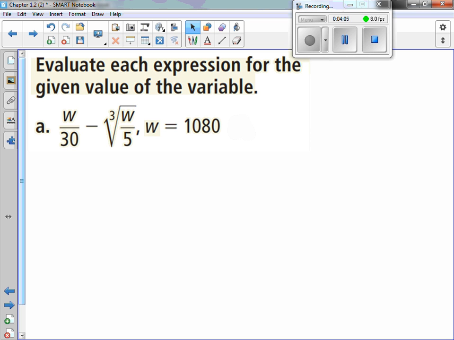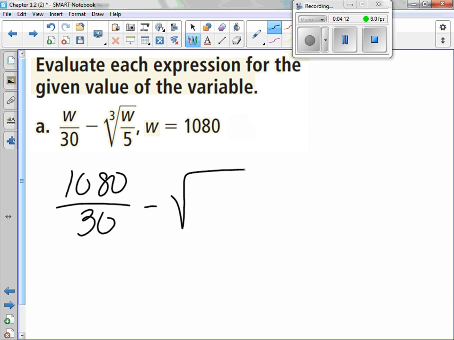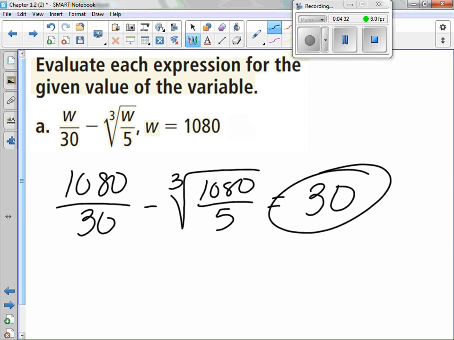Now, after you've paused it and worked this out, hopefully you got this here by plugging in 1080 for W, 1080 over 30, minus the cubed root of 1080 over 5. When you plug this into the calculator, you should get 30. 30 is your answer. So hopefully you got 30, and that's all you've got to do here. You're just plugging this in.